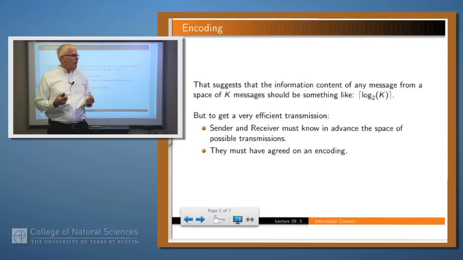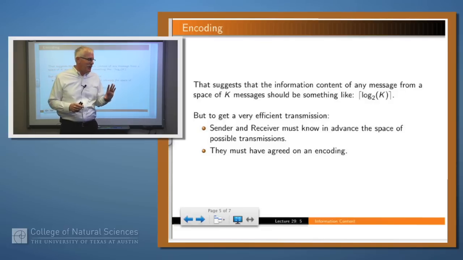Okay, so if you knew that the sender and the receiver had agreed in advance on all the messages that could possibly be sent, and they both knew an encoding, i.e. just number them as binary numbers, then the content of a message which told the receiver which of those messages it was would be something like the ceiling log base 2 of k, where k is the size of the message space. But notice that they must have agreed on the encoding in advance.